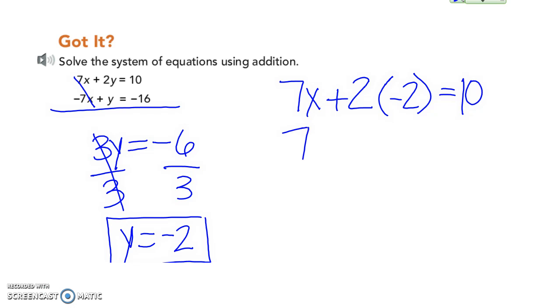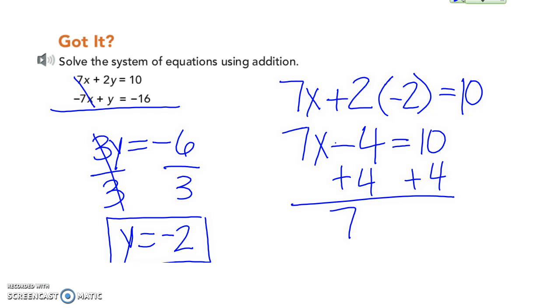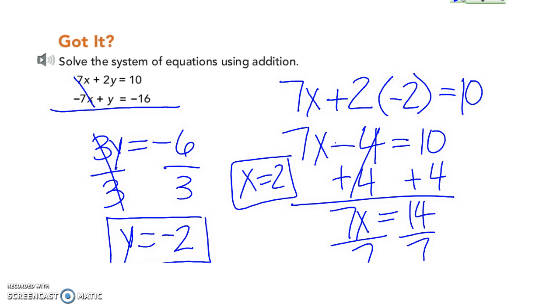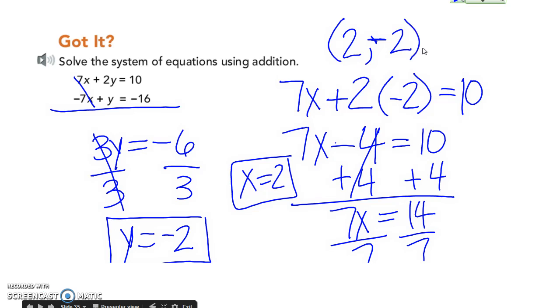And this should say 10. Okay. 7x, and then 2 times negative 2, that would be negative 4. Negative 4 equals 10. So I'm going to add 4, I get 7x, cancel, equals 14. So divide by 7, x equals 2. So my ordered pair for the solution would be x is 2, y is negative 2. Okay. So that's the addition method. Let's now try the subtraction method.